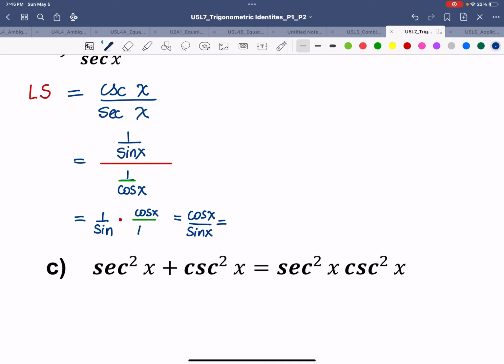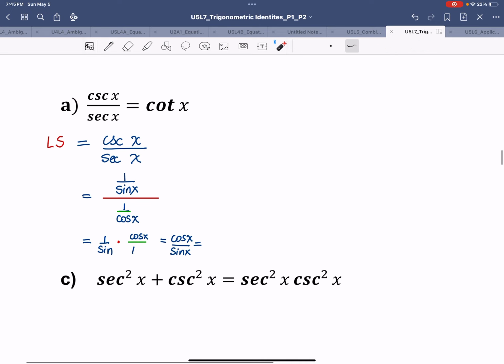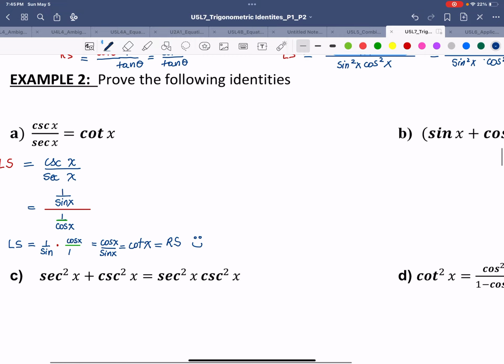And cos divided by sine, keep an eye always on where you want to get to, cotan x, that would equal cotan x exactly, which means that the left side of this identity has become exactly the same as the right side, so the identity is proved. Let's move on to another example.